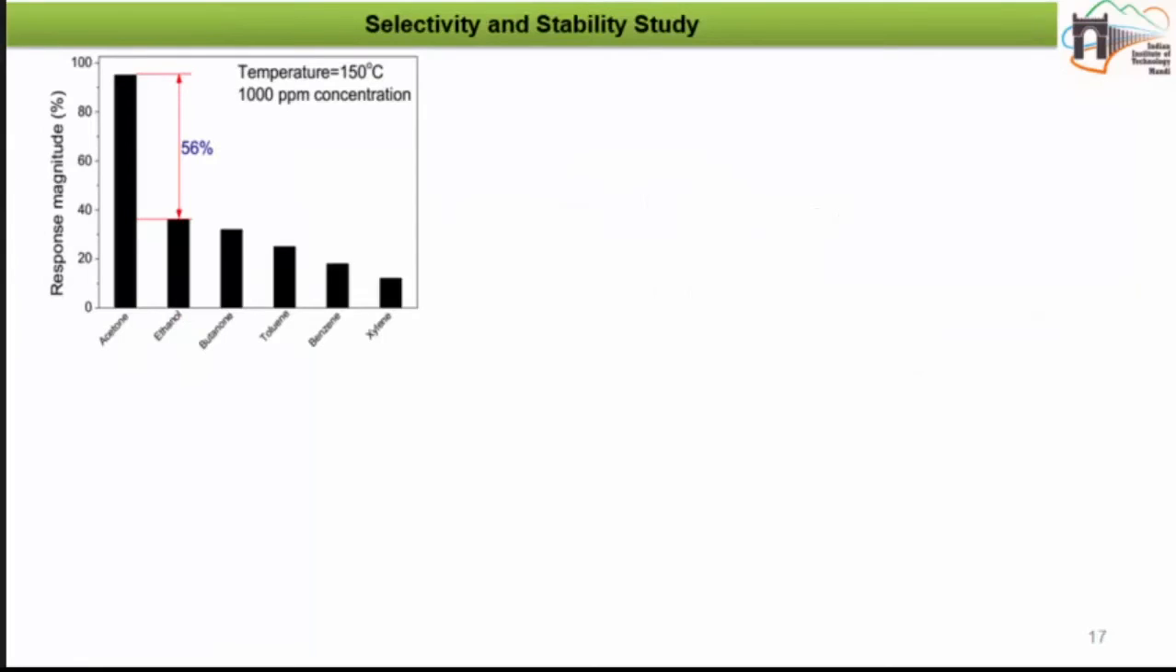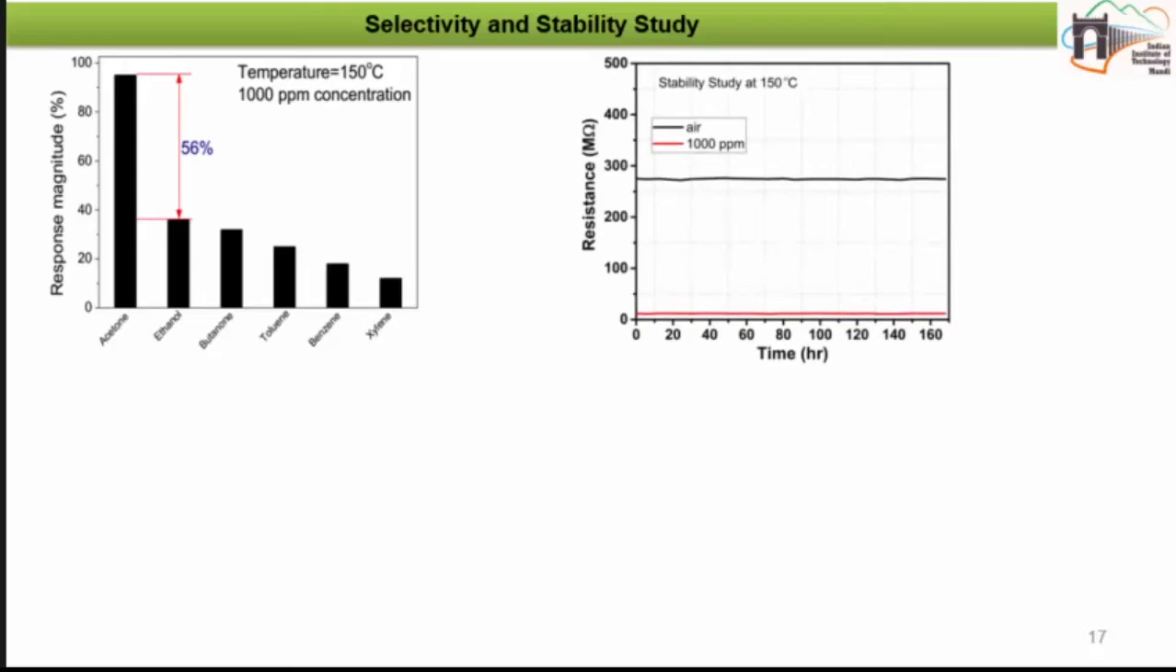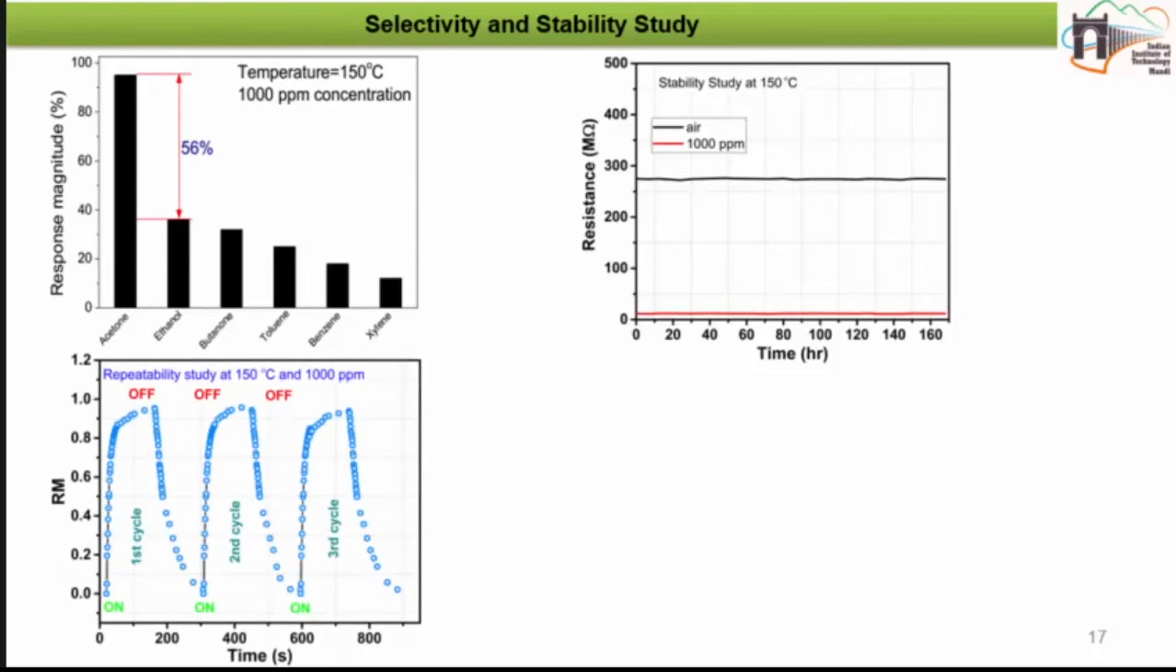And next, we have measured the selectivity study with different interfering species like ethanol, butanol, toluene, benzene, hexane, etc. And this is showing that it is very much selective towards acetone. And then we have measured the stability study for different hours, and it is showing almost stable results. So we can say it is a very stable sensor. And for the repeatability study, we have measured at 150 degrees Celsius and for 1000 ppm acetone vapors. So it is showing almost the same results at the different conditions.